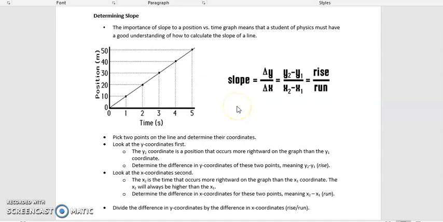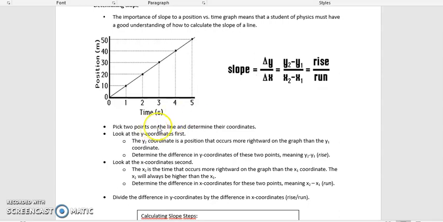But let's go through the steps of how to calculate using this formula. So our first step is to pick 2 points on a line and determine their coordinates. So coordinates are the x coordinate, so wherever you are on your x-axis, we'll just pick 1 for example, and the corresponding y coordinate. So the corresponding y coordinate to an x of 1, if we go straight across, is a y of 10.